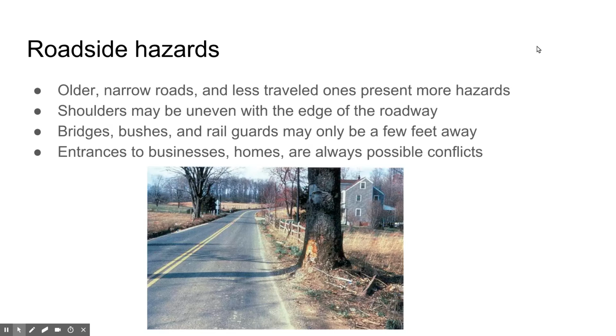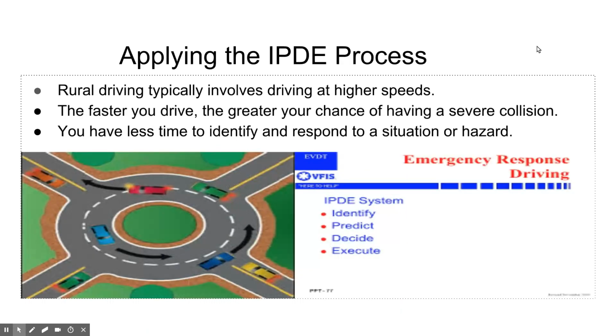We're going to have bridges. We have bushes, which animals and dogs hide behind. So understand that when we're driving in rural areas, rural highways tend to present a lot more roadside hazards. Okay, so when we apply this IPD process we learned earlier, rural driving typically involves driving at high speeds on the highways.